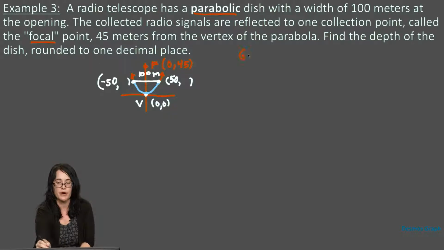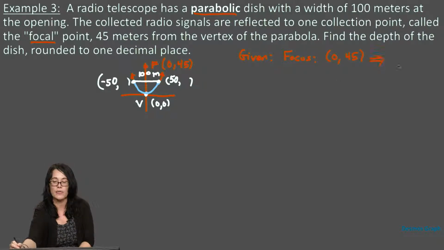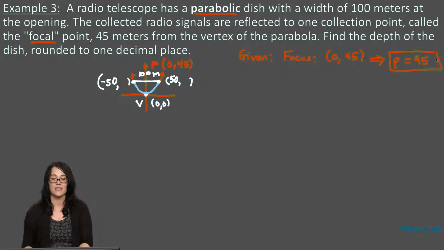So we are given our focus. I'm going to write down what I'm given. If the focus is 45 meters above the vertex, that means it's at the point (0, 45). In other words, I know the letter, do you know what it is? P. That's it. I know that P is 45 meters. That's the distance from my vertex to my focus.